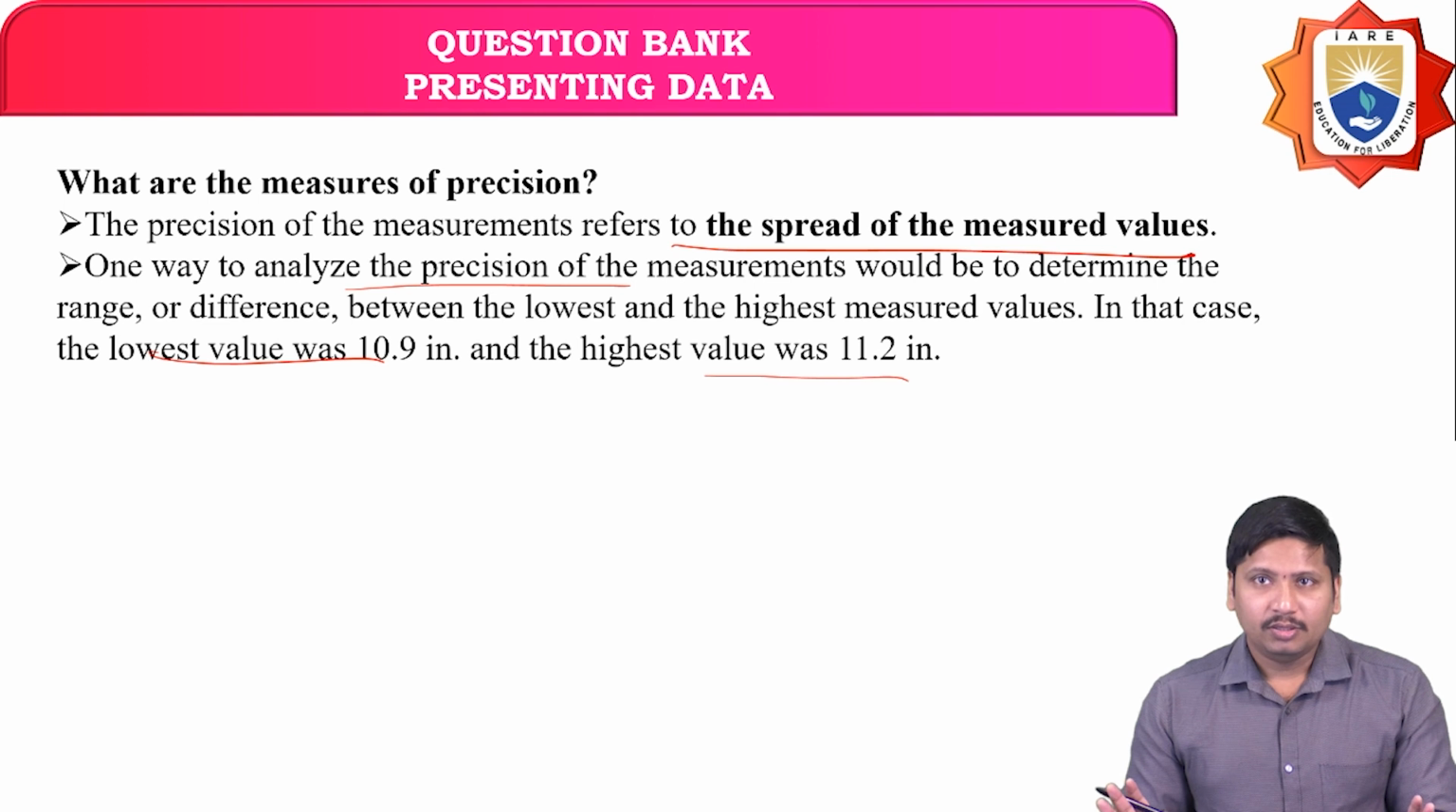So the precision of the measurement reflects the spread of the measured values. One way to analyze precision is to determine the range, or difference, which is the comparison between the lowest measured value and the highest measured value.